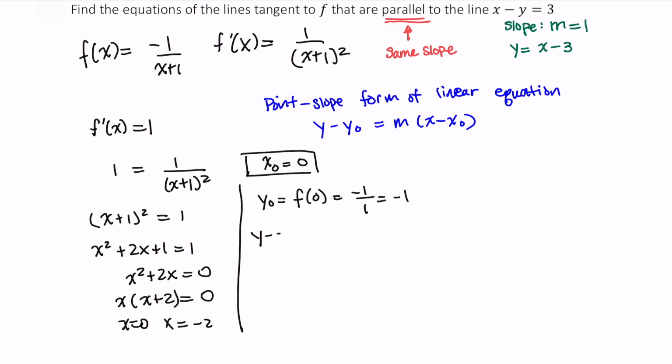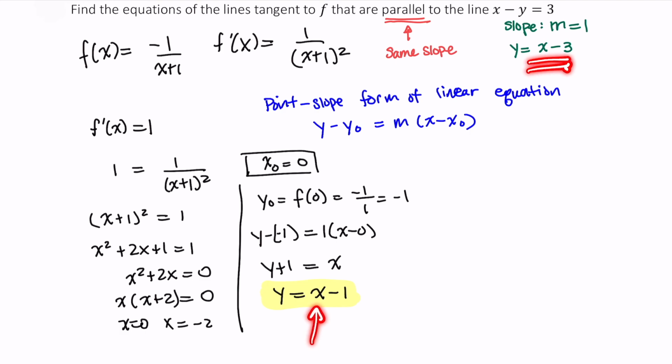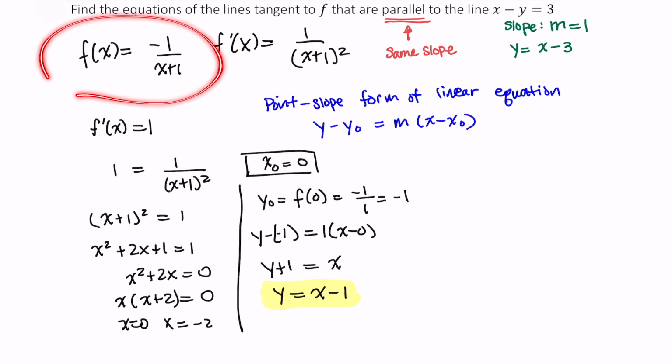So y minus negative 1 equals 1 times (x minus 0), or y plus 1 equals x, or y equals x minus 1. So I know that this line here, certainly just by looking at this, shares the same slope as this equation, y equals x minus 3. And we are certain also that it is tangent to the curve at that point, x equals 0.